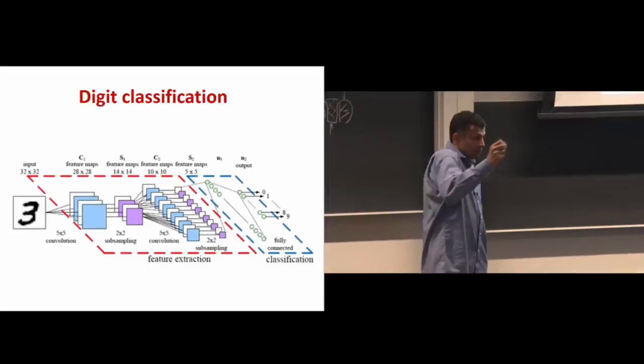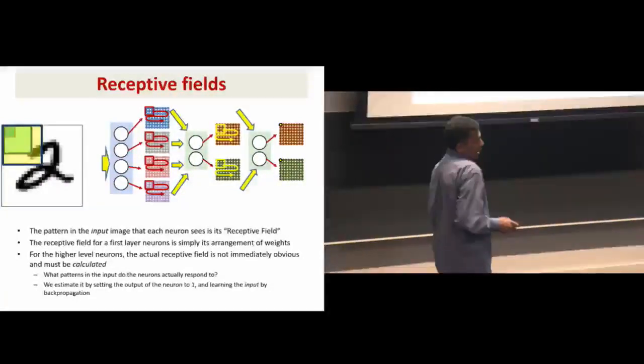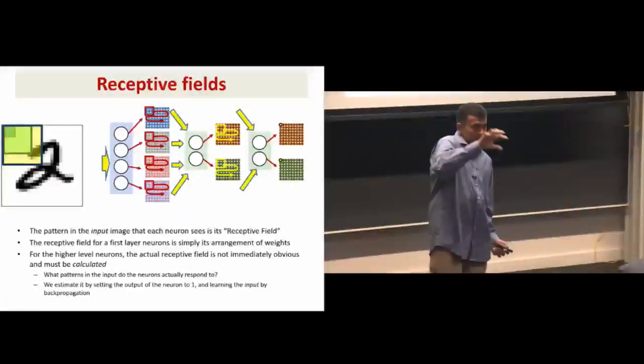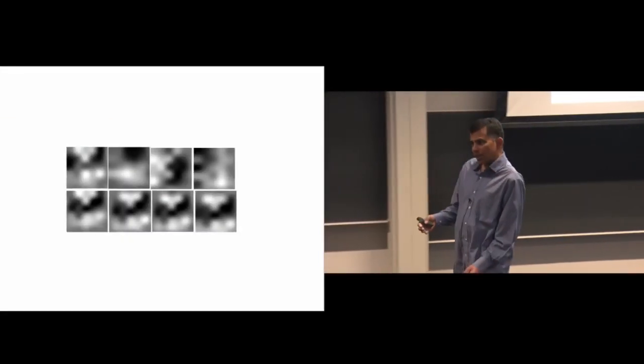So remember, we have all of these filters. Every filter is just a correlation filter, which is looking for very specific patterns. So in the digit recognition task, after you've trained this, how many layers did you have over here?